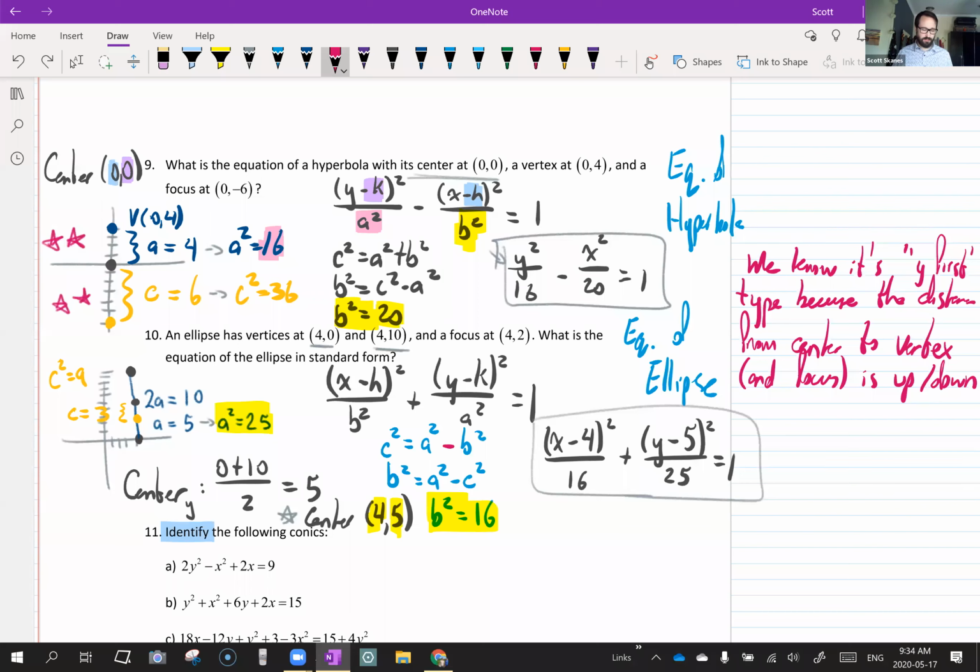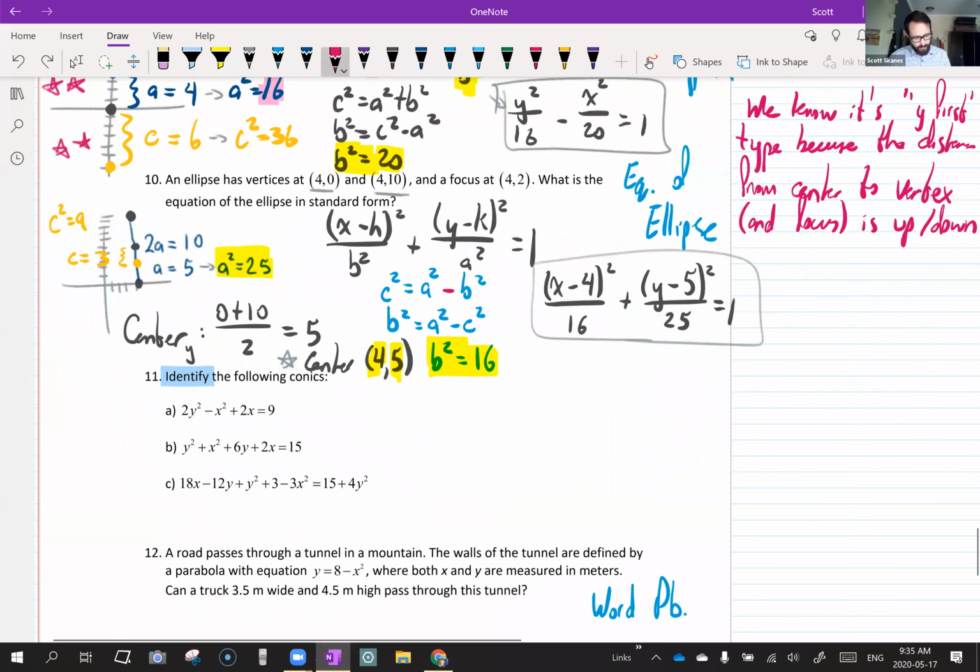C is one that students are always missing. C is always the distance from the center to the focus. So no matter what it looks like, it could be sideways, up and down, whatever, find the center, and then find out how far you are from that to the focus. Oftentimes the sketch helps you instead of trying to figure out all the math. You know, don't try to memorize too much, try to understand.